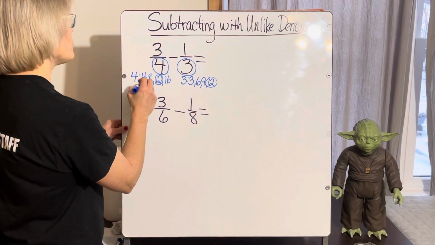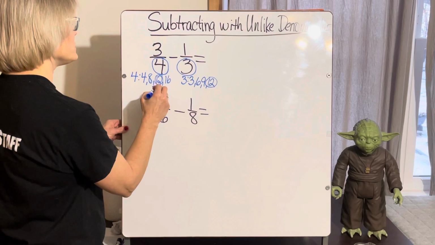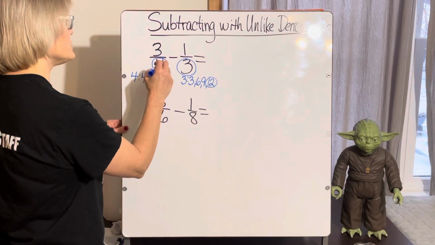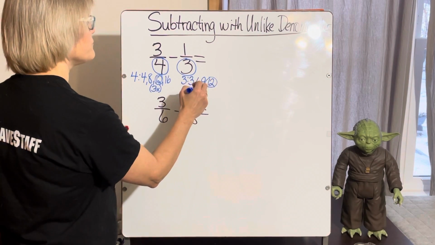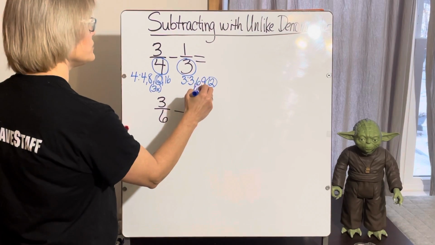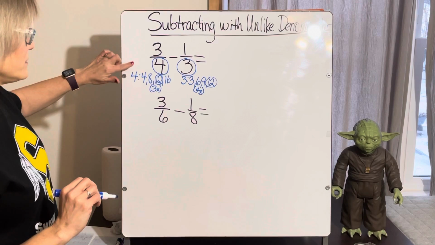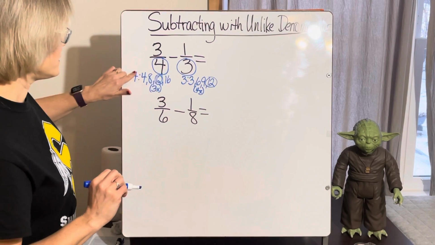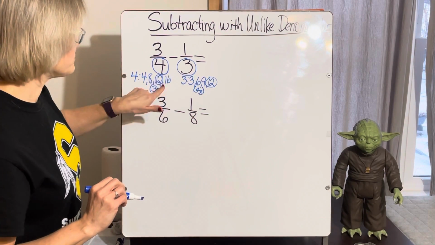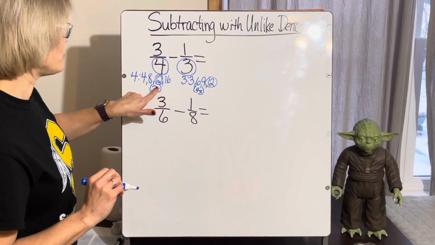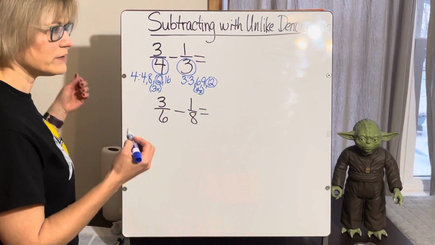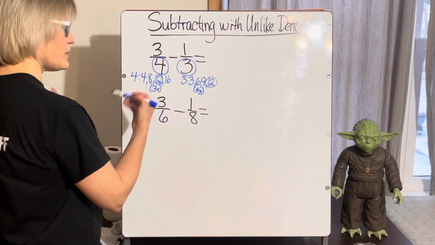So I've got 1, 2, 3, 3 times here. So I'm going to use that up here. 1, 2, 3, 4 times here. I'm going to use that up here. So I've got my step 1 done. I've got my common multiples, and I know what I have to do up here. So now step 2 is to go ahead and do that.